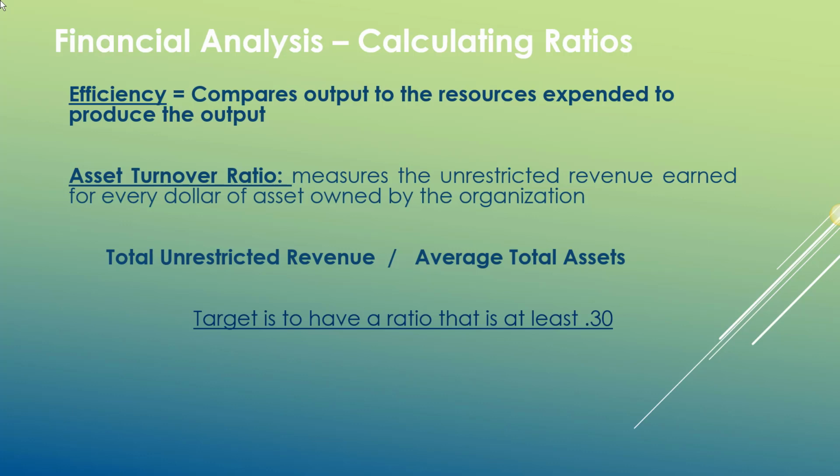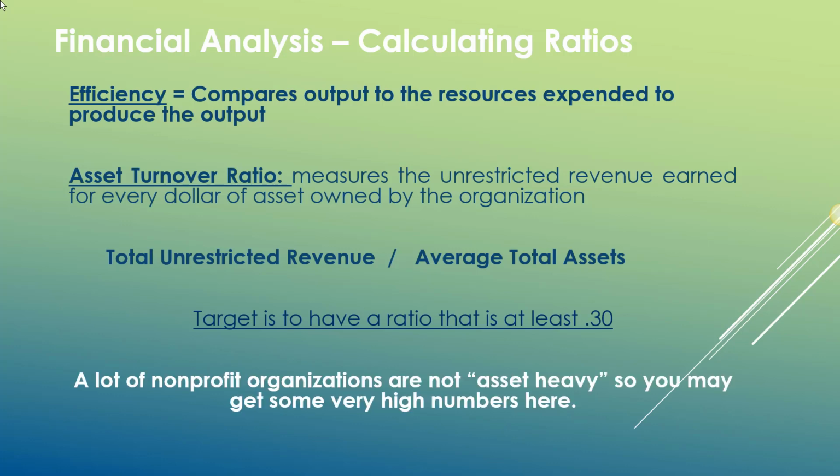Another ratio of efficiency compares the output of resources expended to produce that output. So this particular ratio is the asset turnover ratio. It takes the total unrestricted revenue divided by average total assets. Average total assets, well, what's that? It's the assets at the end of a particular fiscal year plus the assets of the prior year divided by 2. This target is to have a ratio of at least 0.3.